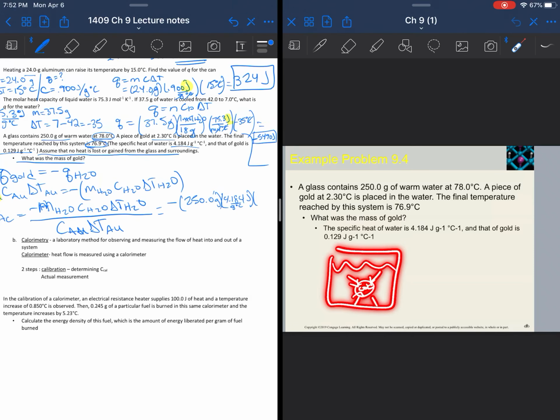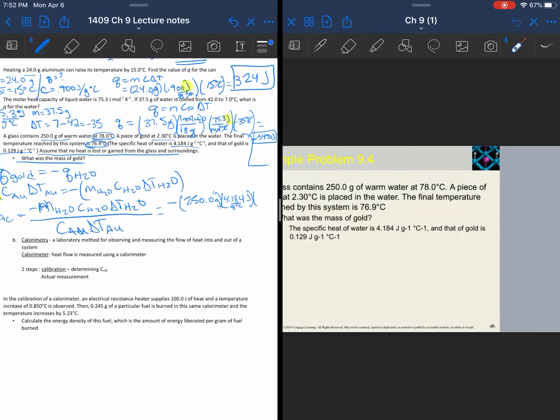So, warm water and a piece of gold. Oh, okay. So we actually put, in this case, hot water, cold metal, heat's going into the metal and somehow not being lost by the glass. Sorry, I didn't recognize that until I saw the sign of our delta T. All right, so delta T here is negative 1.1 degrees C.